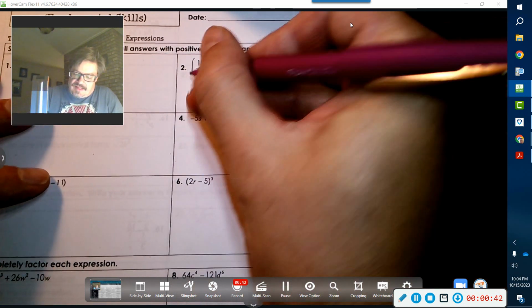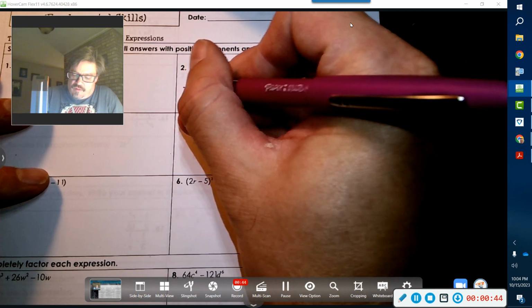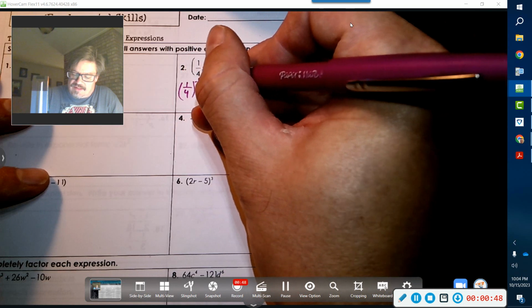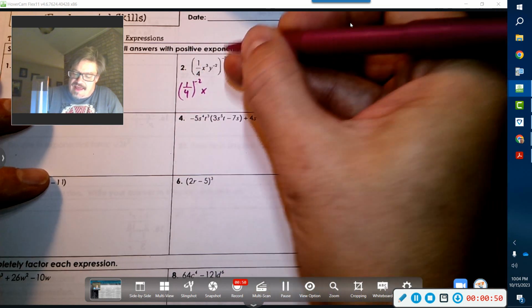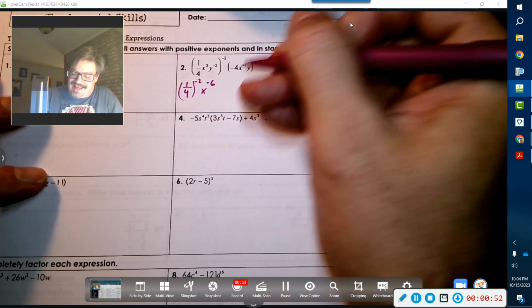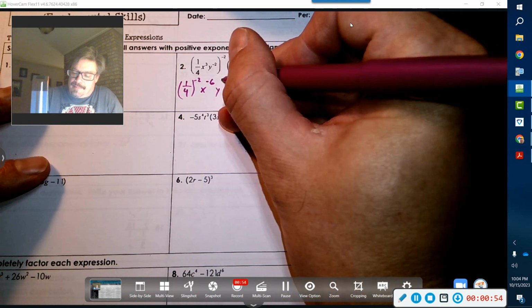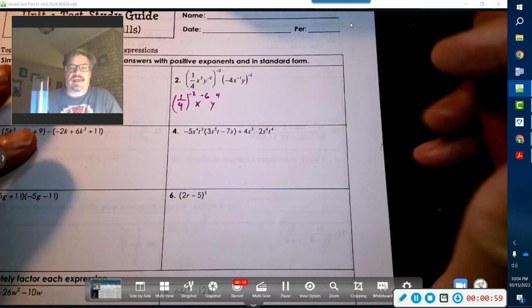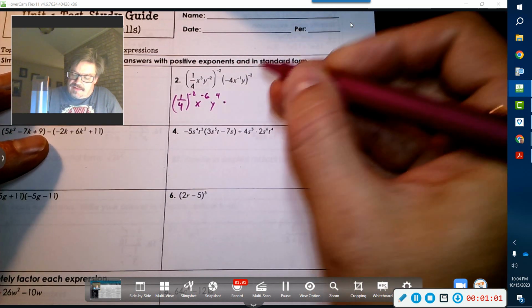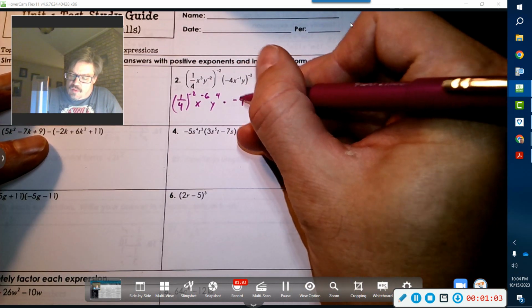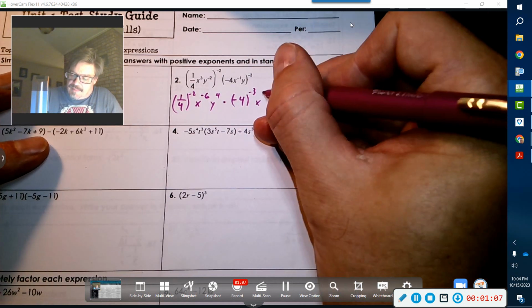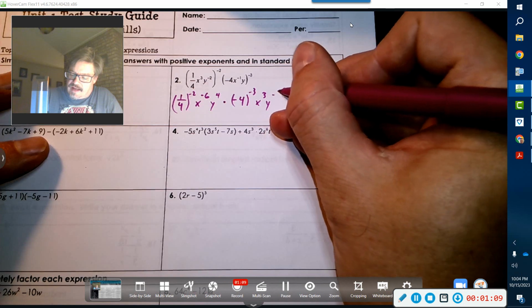Alright, so let's see. I've got 1/4 to the negative 2, and I've got to wrap this in parentheses. Then x will be raised to the negative 6th, and then y to the positive 4, because I am multiplying there. And then multiplied to this, negative 4 to the negative 3rd, and then x to the positive 3, and then y to the negative 3rd.